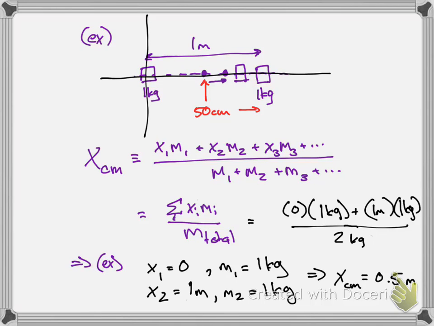Go ahead and plug those numbers into your calculator. You don't really have to do that because 0 times 1 is 0. 1 times 1 is on top. On top, you've got 1 meter kilogram divided by 2 kilograms is 1/2 of a meter, or 0.5 meters. The center of mass is 0.5 meters, 50 centimeters. It's halfway between the two.